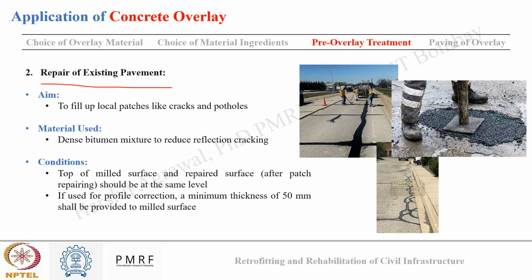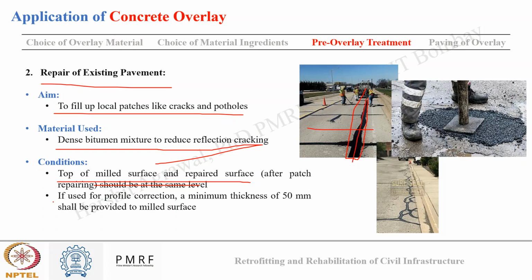Second is repair of existing pavement for any kinds of cracks. So this is done to fill local patches like cracks and potholes. Okay, for this dense bituminous mixtures are used to reduce reflection cracking, and the condition is that the top part of the milled surface and the repaired surface should be at the same level. So after filling the crack, it should not appear like a hump on the surface. It should be level with the pavement. Okay, and if used for profile correction, a minimum thickness of 50 mm shall be provided to the milled surface.